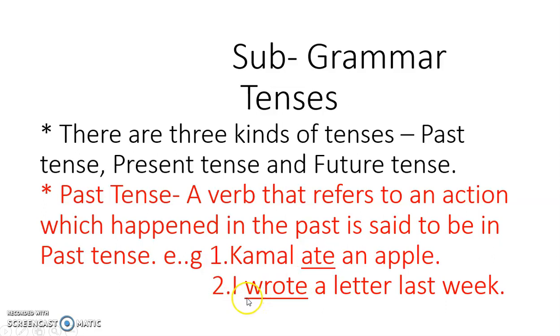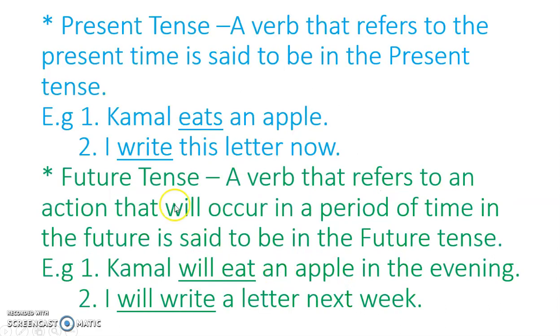Second example I have written here. I wrote a letter last week. Now here, write. The present tense is write and the past is wrote. That means I wrote a letter last week. So here wrote and ate are the two action words which tells you about the past, the action that has happened in the past. Next, we move on to present tense.